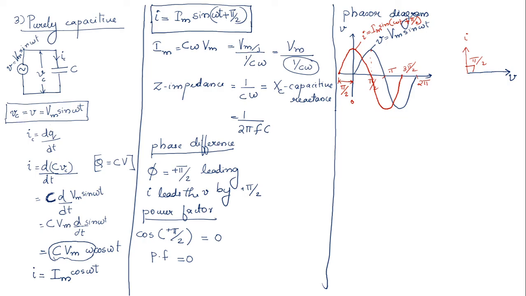So next we are going to find out what the phasor is. We have finished the phasor diagram. Next we are going to find out the instantaneous power. What is the instantaneous power for the purely capacitive circuit? Just as we did in the previous case, instantaneous power.